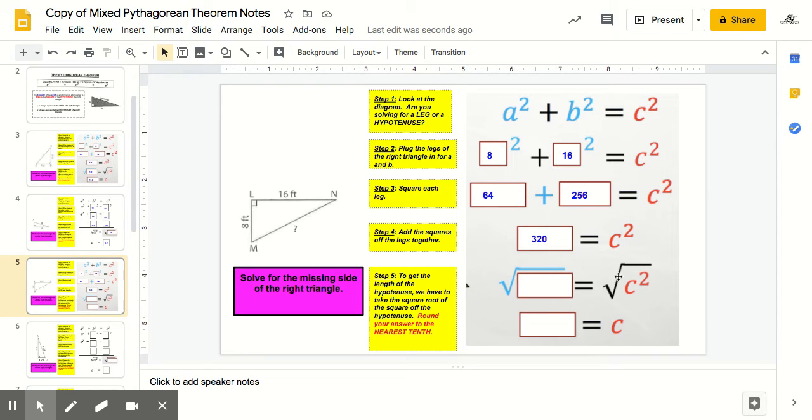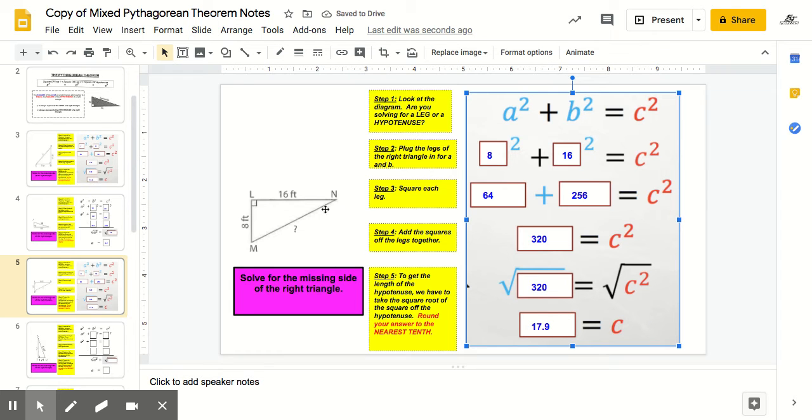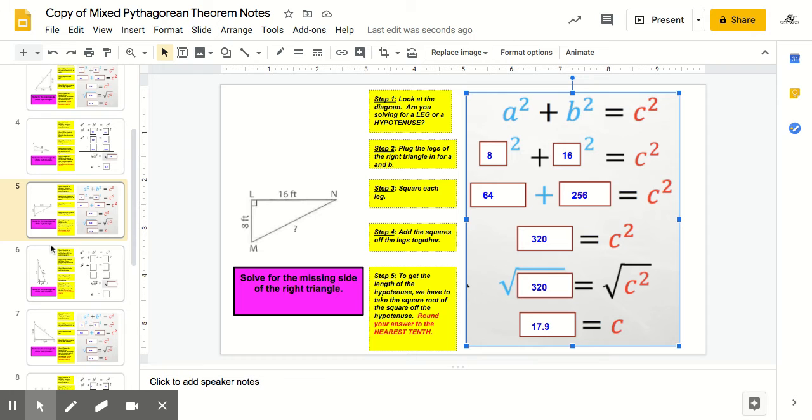I got to get c all by itself, so I do the opposite of squaring a number, which is taking the square root. So I take the square root of both sides of the equation. Square root of 320 will give you a decimal, so we need to round to the nearest tenth. If I plug that into my calculator, I get 17.88. So if I round that to the nearest tenth, we get 17.9, and the square root of c squared is simply c. So the length of this hypotenuse is 17.9 feet.